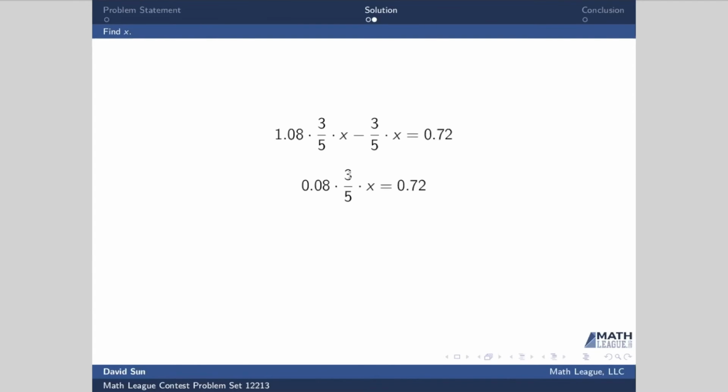Now, we will multiply both the left and the right-hand sides by the reciprocals of these two numbers, like so. And when we do this, we can notice that when we multiply 0.08 by 3, we get 0.24, and 72 divided by 24 is 3. So we have that X is equal to 15. The customer originally tipped 15%, and we're done.